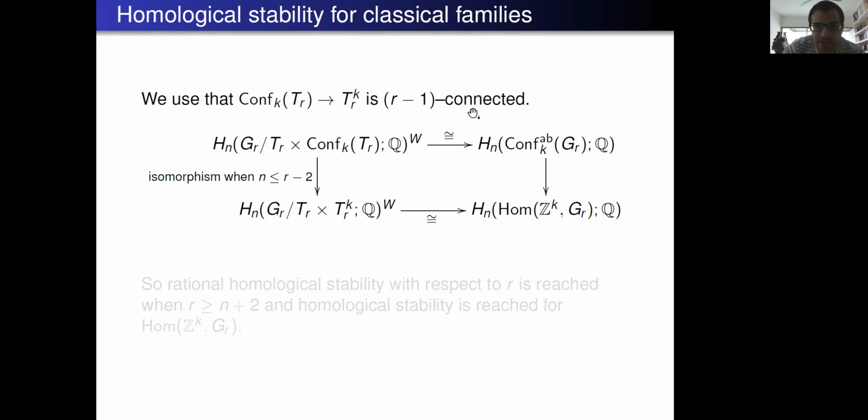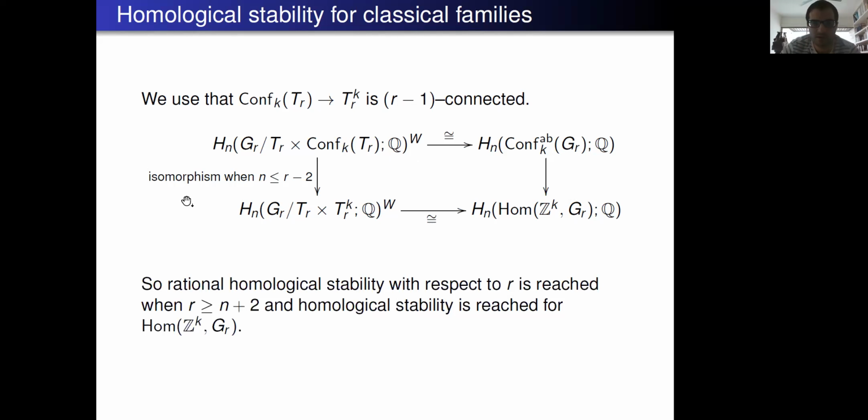And now, because this map is (r-1)-connected, it induces an isomorphism in homology in dimensions below r-2. We have these two isomorphisms by Baird's result. So we're going to have the same isomorphism here in the same range. So if we have rational homological stability for these spaces, we will have the same kind of homological stability for these spaces. Okay, it's that simple.